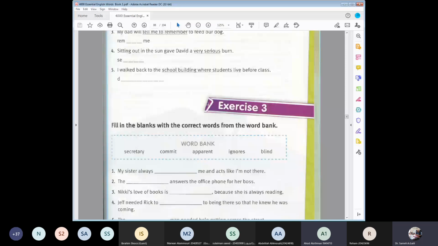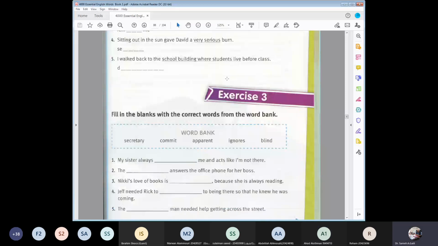Severe. Okay. Why don't you say the whole sentence? Whoever your name is, what's your name? Can I answer? Yeah, please. Sitting out in the sun gave David a serious burn. Okay. So sitting out in the sun gave David a very serious burn. So very serious means what? Severe. Absolutely severe. Thank you so much.